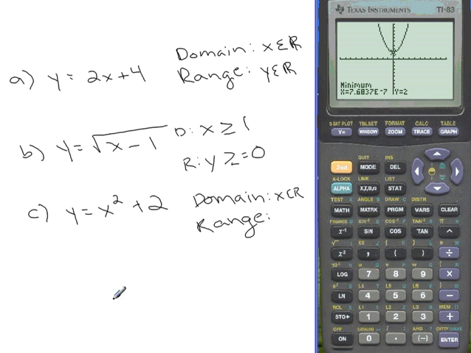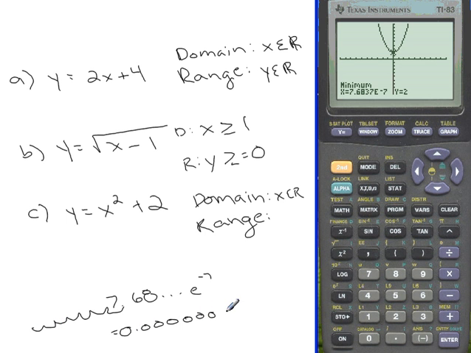So 7.68 exponent negative 7, that's equivalent to 7 zeros being in front of this. So if we move this over 7 places, we would have 0.000000768, which we can basically just round to 0. So our range in this case, y has to be bigger than or equal to 2.